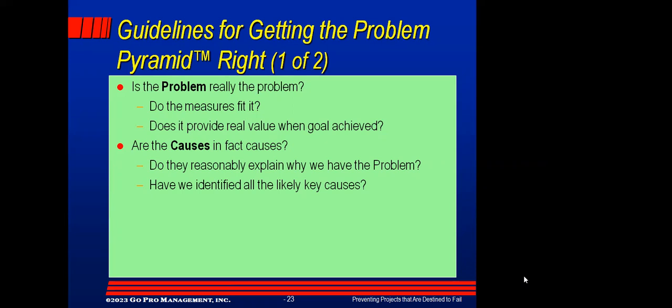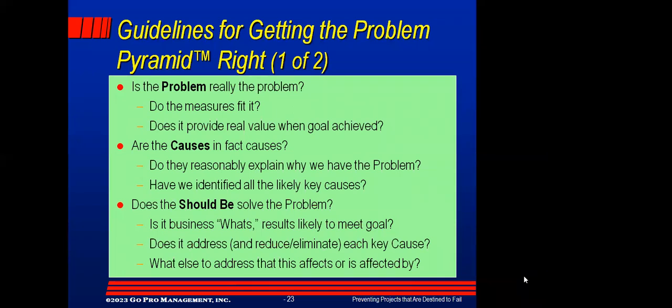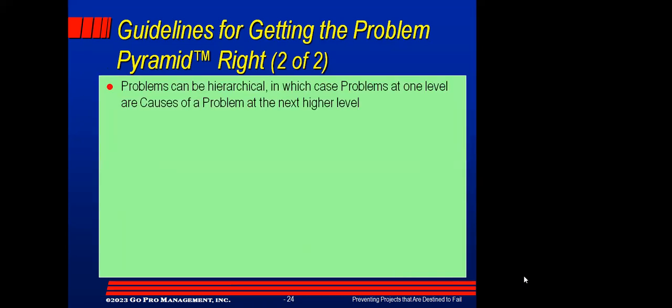Have we identified all the likely key causes? And does the should be solve the problem? Is it business deliverable whats that are likely to meet the goal when satisfied? Does it address and reduce and or eliminate each key cause? Because if you don't, you're still going to have your problem. And what else needs to be addressed that this affects or is affected by?